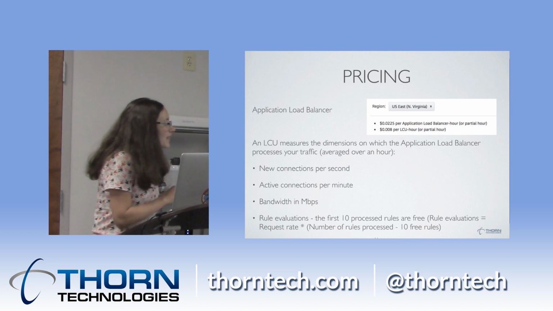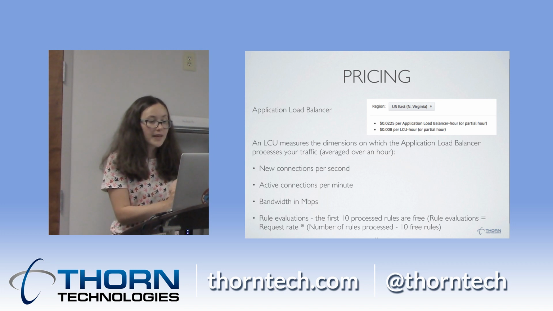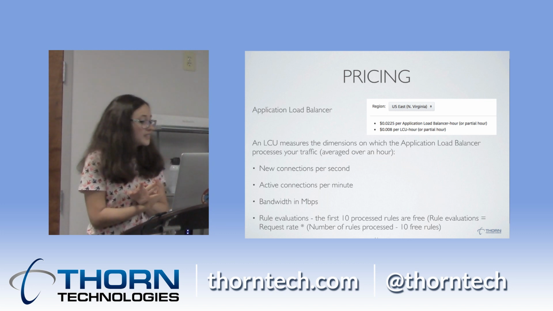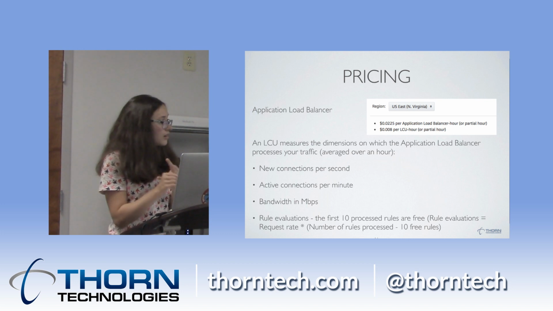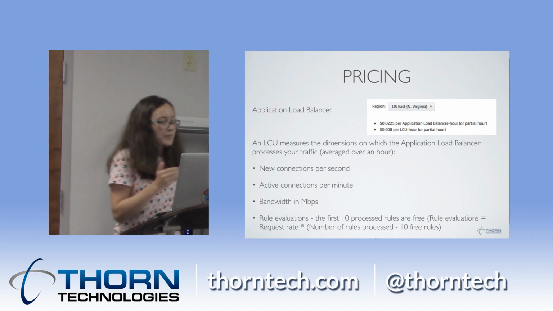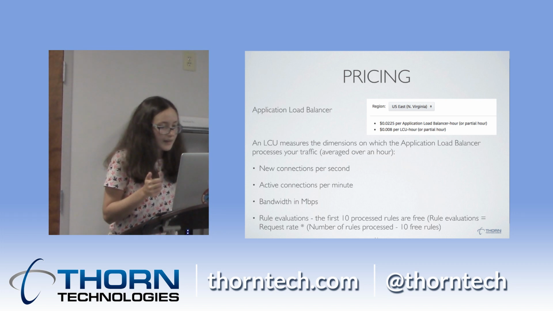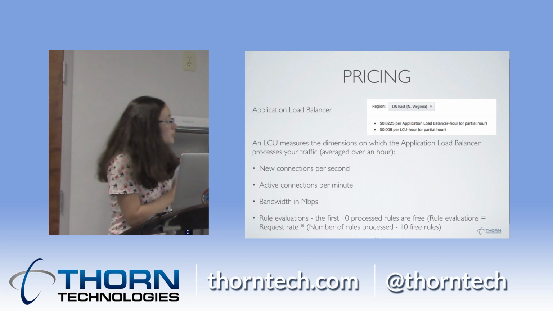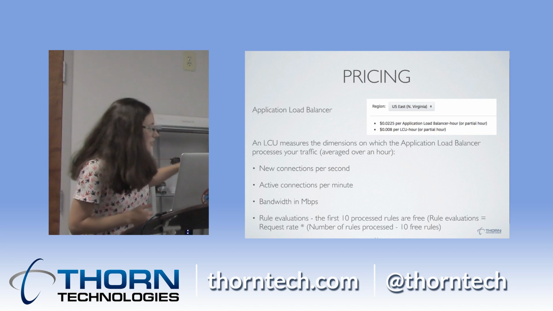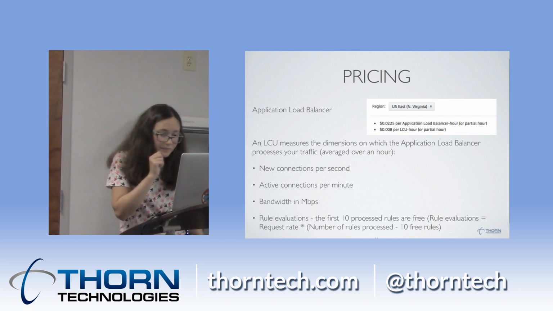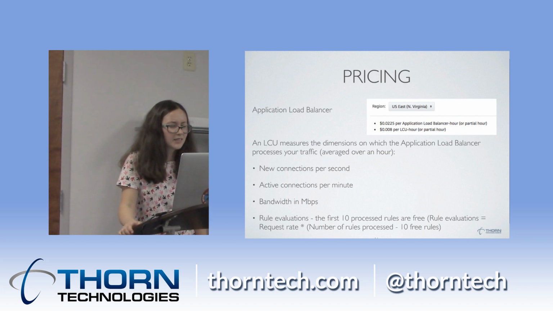And for application load balancer pricing, well, first of all, it's region-based. I was demoing everything in North Virginia, so it is 2 cents and a quarter per ALB hour. And there's also this LCU measure. Basically, there are dimensions on which the application load balancer processes your traffic: new connections per second, active connections per minute, bandwidth in megabits per second, and rule evaluations. So it's kind of hard to say, looking at this, how much everything costs.